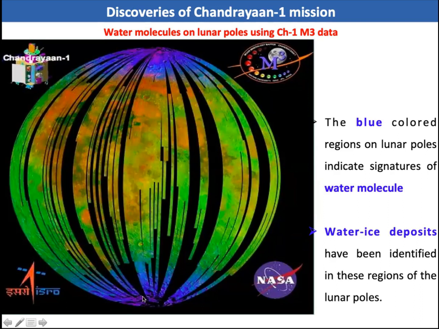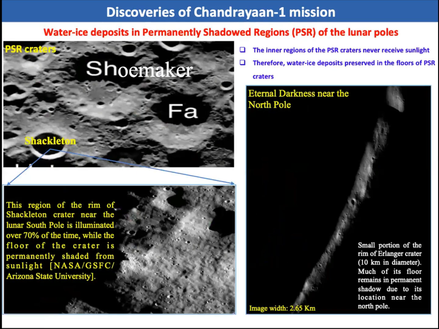So in those particular regions, scientists have identified water ice on the Moon. Water ice deposits have been identified in the lunar polar regions, and it is especially identified in the permanently shadowed regions. So I'll show you some of the significance of water ice deposits in the permanently shadowed region.